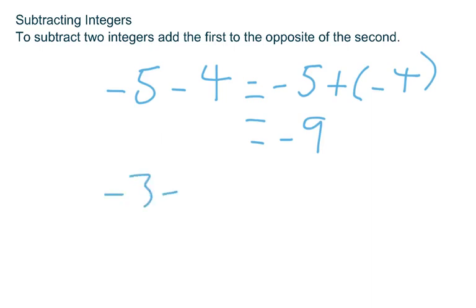Negative 3 minus negative 6. The subtrahend is negative. If you're subtracting a negative, it's the same as adding the opposite, so adding a positive, according to this rule. Negative 3 plus 6. And by our rules of addition, that should give me a positive 3.